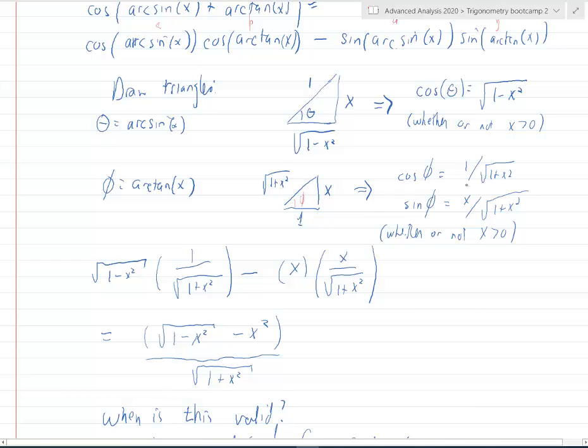And once again, this is true whether or not x is positive or negative. If x is negative, it will flip down. I still get the same relation. I still take the positive square root. So now all I have to do is plug in these values.